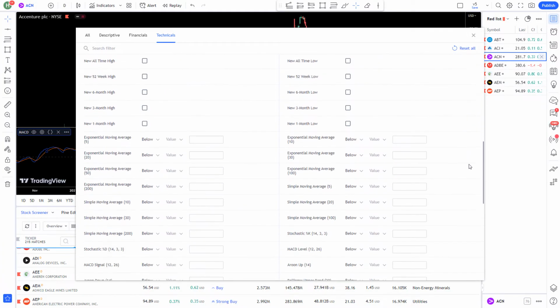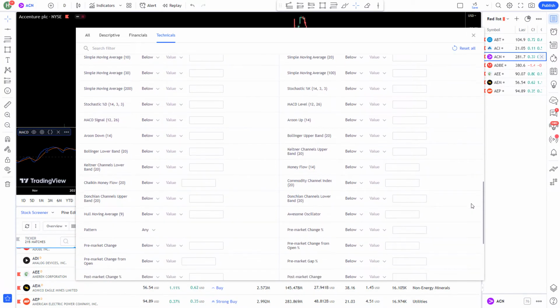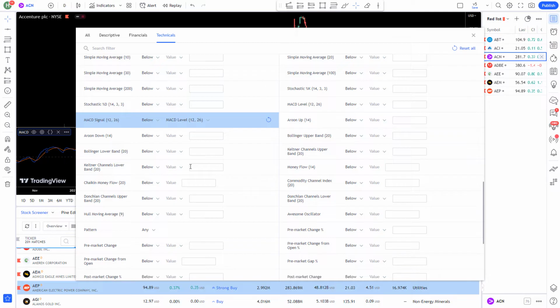Knowing this, we want to go back into our filters and apply this to the settings. Scrolling down onto the technical tab, we want the MACD signal below the MACD level. We're right at 200 stocks left now.